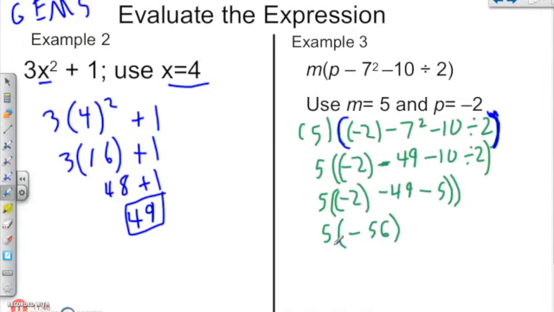Alright, now we're finally done with all that grouping, so now we can finally include the Mr. 5 that's been patiently waiting for us out here. And we can multiply because we don't have any exponents outside of this grouping. And it's our first multiplication or division moving left to right. We're going to multiply 5 times a negative 56. And that's going to give us a negative 280. And that's going to be our final answer.